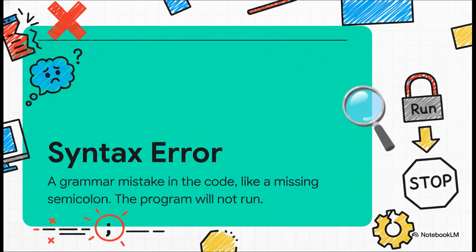They're usually on the lookout for 3 main types of these little critters. The first, and honestly the most common one, is a syntax error. This is basically just a typo or a grammar mistake in the code. It's like forgetting a period at the end of a sentence. The computer just gets confused, it has no idea what you mean, and the program just refuses to even start. It's annoying, for sure, but they're usually pretty easy to fix.